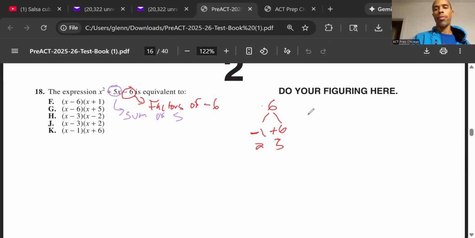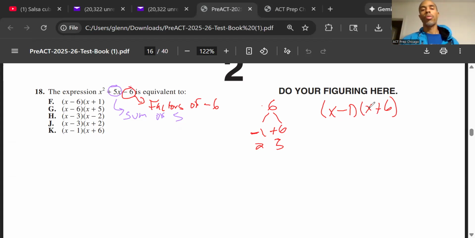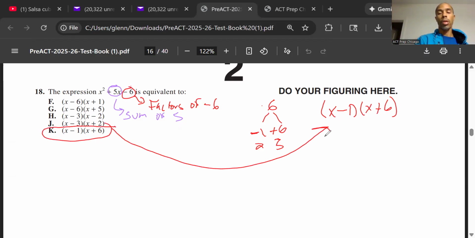So if we factor this, we get x minus 1 times x plus 6. Now, if you weren't sure, you can always FOIL it back, or multiply them out. x times x is x squared, x times 6 is 6x, negative 1 times x is negative 1x, negative 1 times 6 is negative 6. You can always do it that way to check. But we can see that with x minus 1 and x plus 6, it is choice K.